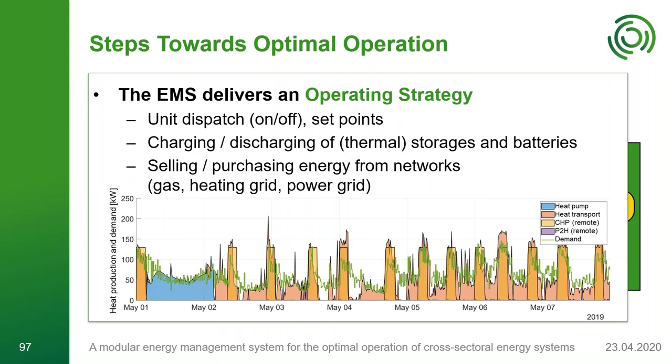So what does this operating, this energy management system do? It delivers an operating strategy. It's unit dispatch, which units to turn on and off to produce the heat or the power. Possibly also, if you have modulating systems, the set points: should they run at full power or at minimum power. And from this, the results: the charging and discharging of thermal storages or batteries, if you have power batteries, and also how much energy you will consume or purchase from the networks, but also how much energy you should probably sell on the markets, on the future market, on the day ahead market and so on.